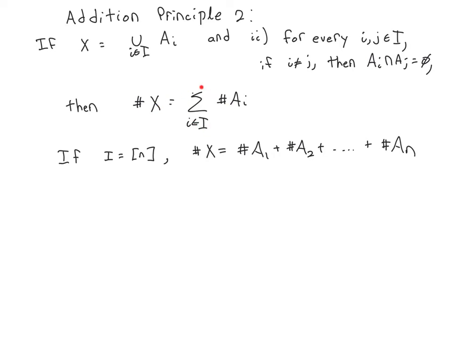And if you're not comfortable writing summation notation this way, for right now it's worth pointing out that if your index set is just the set of numbers 1 through n, what you're really saying is that the number of elements in X is the number of elements in the first set, plus the number of elements in the second set, all the way up to the number of elements in the nth set.